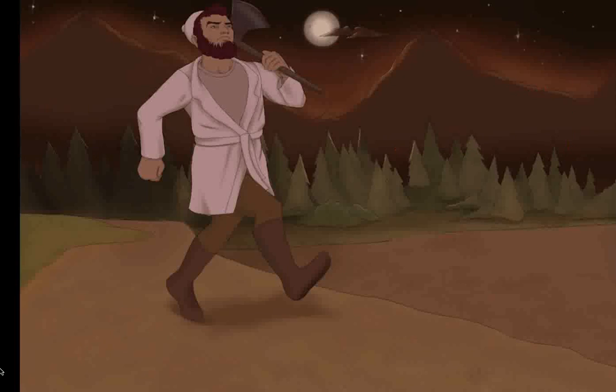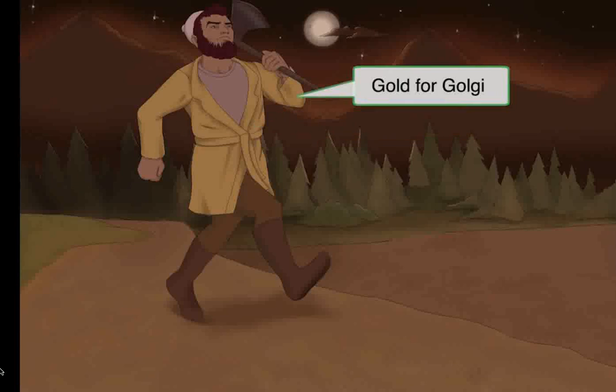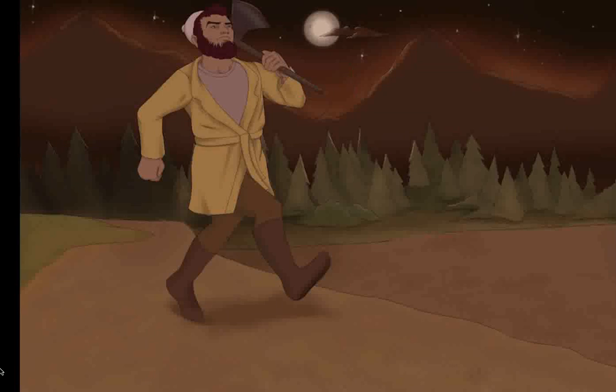Bunyavirus is also an envelope virus. You can remember this by looking at Paul Bunyan's nice golden robe that's enveloping him. Something that sets Bunya apart from the other envelope viruses is that it obtains its envelope from the Golgi body complex of host cells. And that's why his coat is the color gold. Gold for Golgi. Another important characteristic of the virus is that it's segmented.